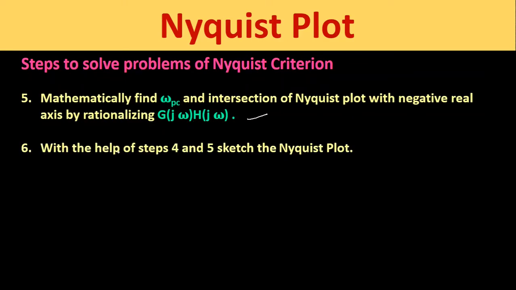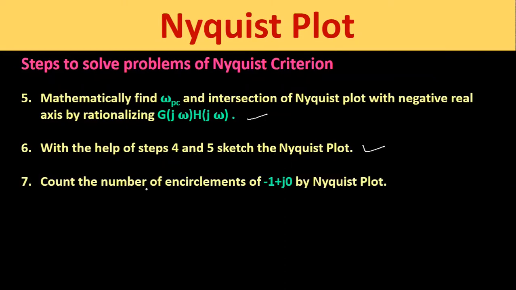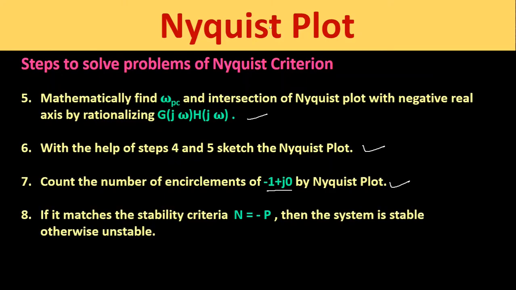Next step, with the help of steps 4 and 5, we have to sketch the Nyquist plot. Then we have to count the number of encirclements of this point minus 1 plus j0 by the Nyquist plot. Then 8th step is, after making the Nyquist plot, if the stability criteria N equal to minus P is satisfied, then the system is said to be stable, otherwise it is said to be unstable.